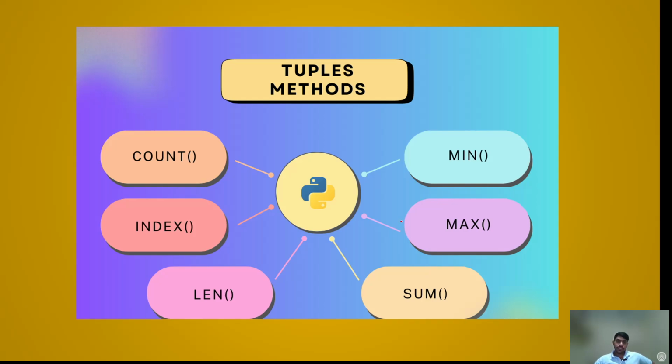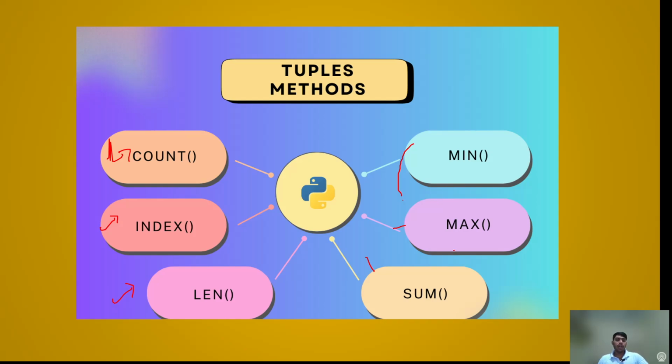Then move to the next one, that is tuple methods. So you can see here these are the different tuple methods, like length, index, count, max, min and sum. Mainly these are the methods we are going to use. So if we see the length method, what is the use of the length method? I am showing you here directly.